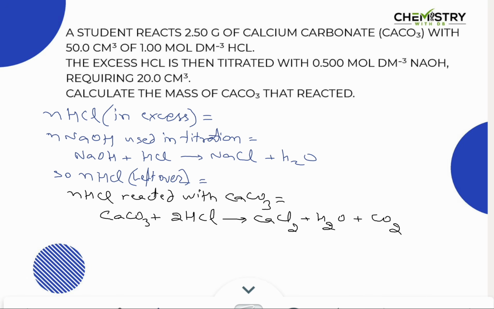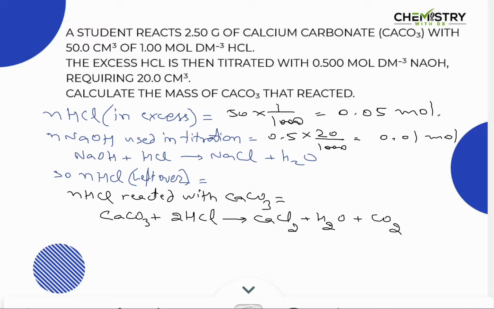So the number of moles of HCl in excess here will be 50 times 1 over 1000, which is 0.05 moles. The number of moles of NaOH will be 0.5, which is the concentration, times 20 cm³. We convert this to dm³ by dividing by 1000, and this is 0.01 moles.